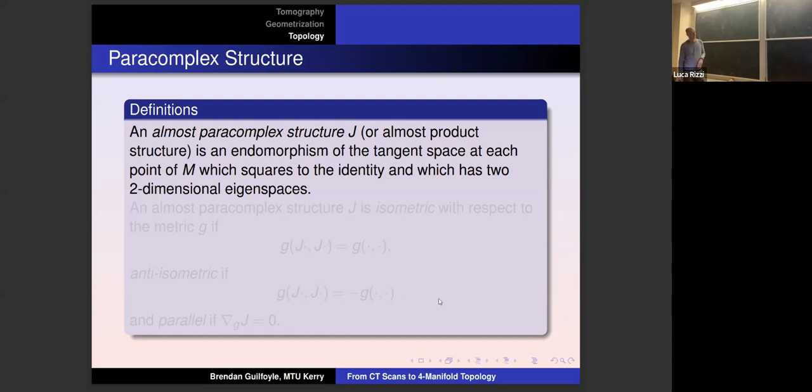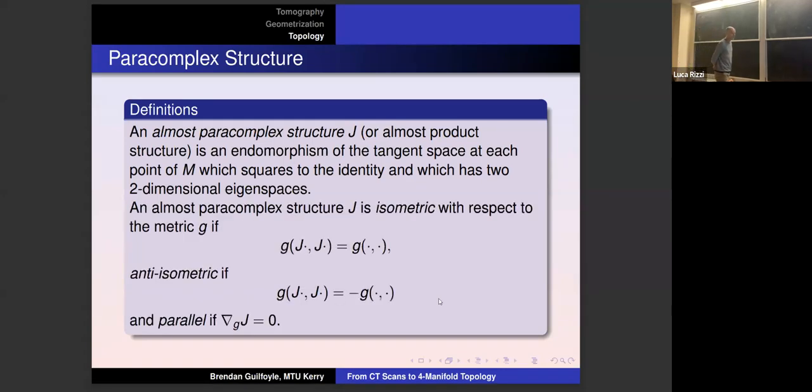Now, we would like such a para-complex structure to fit with an underlying metric. If you allow indefinite metrics, there are 2 ways that you could do that. It could be isometric with respect to the metric, so that if you put your J in on both of the inputs into the metric, you just get the same thing, or it could be anti-isometric. And we'll say it's parallel if it's covariantly constant, that is, covariant derivative 0, with respect to the underlying metric.